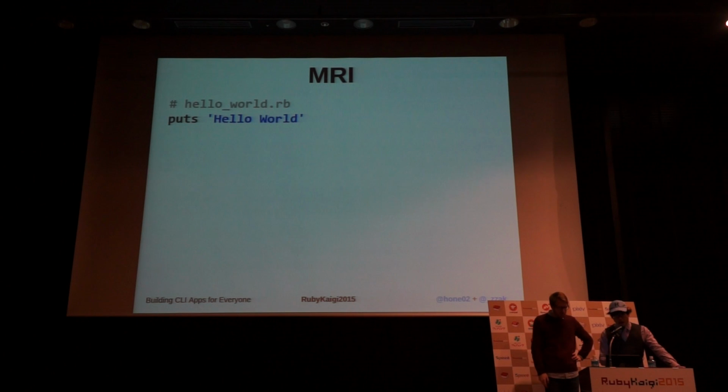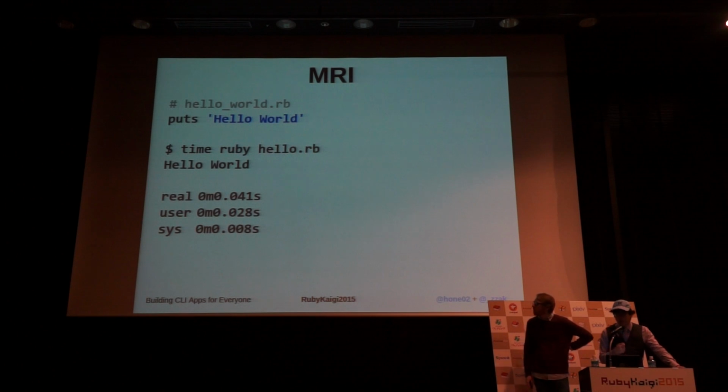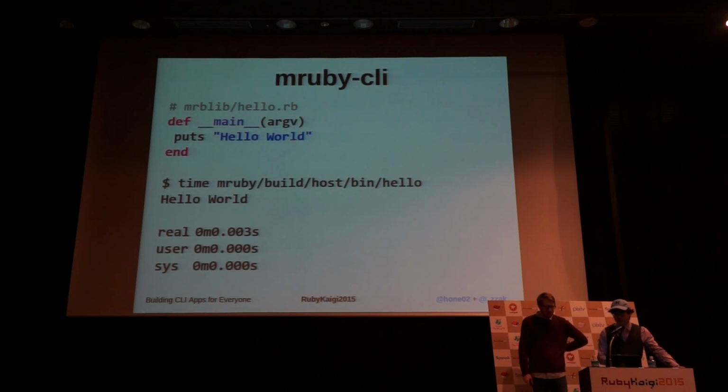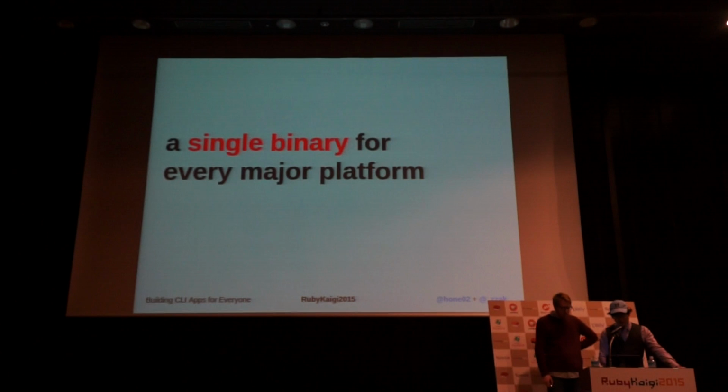So if we look at MRI and write the simplest case we can, the hello world example, it takes about 41 milliseconds to actually run this. And then when we do this with mruby-cli and we write the same thing, it drops down to 3 milliseconds. So you're talking about an order of magnitude speed difference because of the design choices in mruby itself.